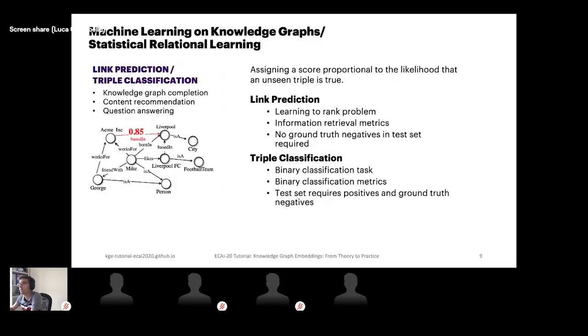And as I said, link prediction and triple classification are the two most popular tasks that can be carried out, right? And in fairness, we'll focus mostly on link prediction in this tutorial, right? Which is again the task of assigning a score to a triple, to a fact, such that the higher the score, the higher the chances that that fact is true, right? Now, this, as you'll see later on, is cast as a learning to rank problem, but there is a similar task, which is a binary classification task called triple classification that is used to decide, again, in a binary classification setting, whether a missing link is true or false, right?